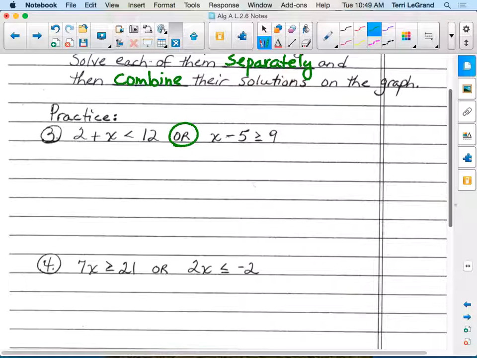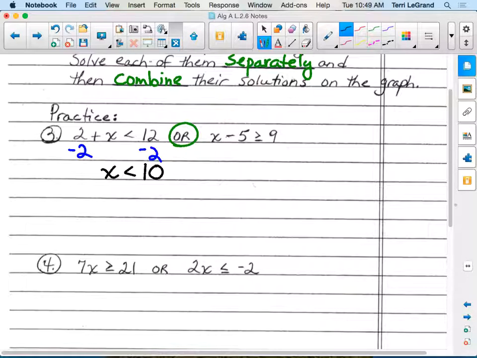Okay, what are we going to do in this simple inequality? Subtract 2 from both sides. Now we can talk about sides again because we have a simple inequality. There aren't 3 regions, are there? And now we have our x alone, and we have x is less than 10.